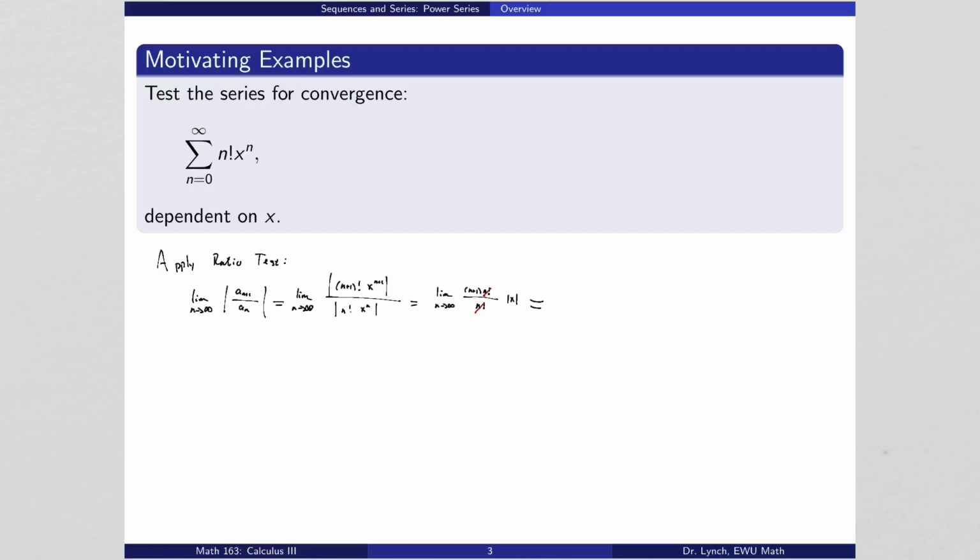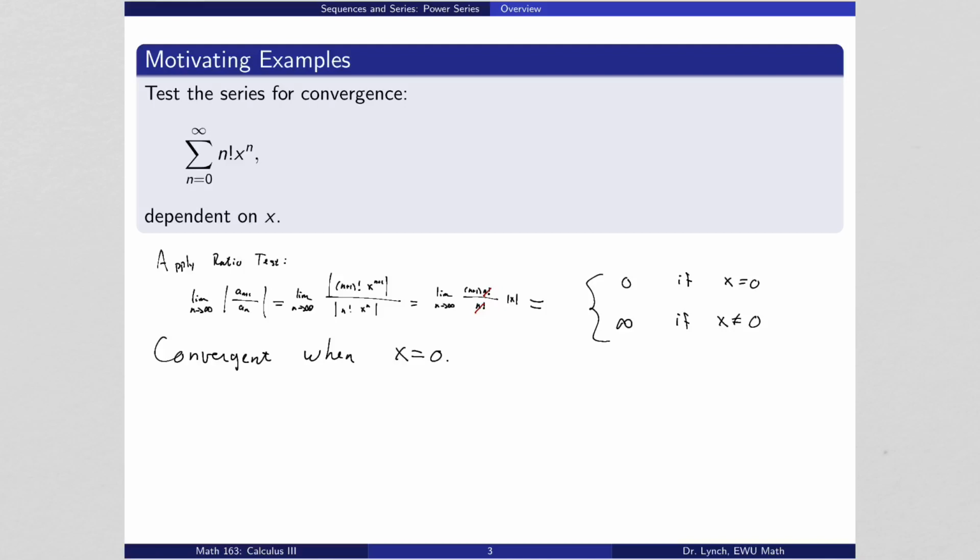And we can see that this limit takes on one of two values, kind of depending on what x is to begin with. Okay, so here we see that the limit is 0 if x is 0, and we see that the limit is infinity otherwise. So we say here that this power series converges only when x is 0.